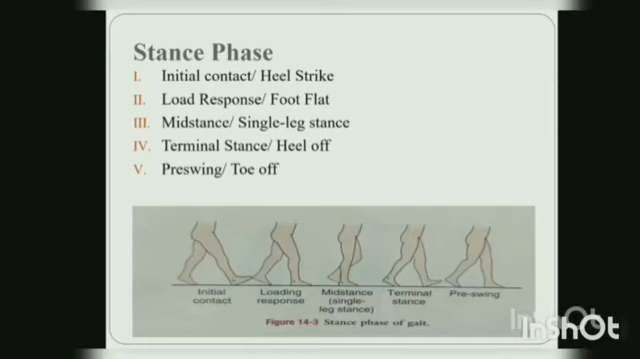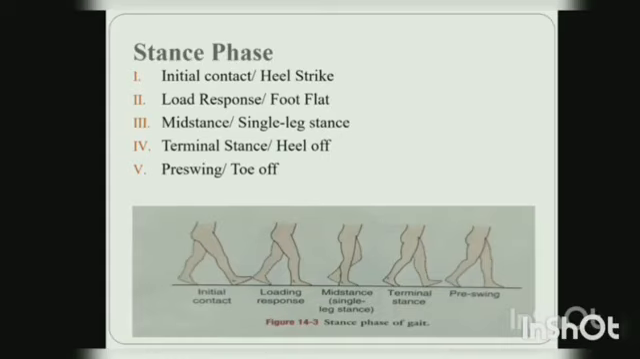Now comes the initial contact. You can observe the photo or the figure from which we can describe the initial contact in the stance phase. Actually, initial contact can be described as the phase in which the foot of the landing extremity strikes the ground, and it is the beginning of the stance phase when the heel contacts the ground.